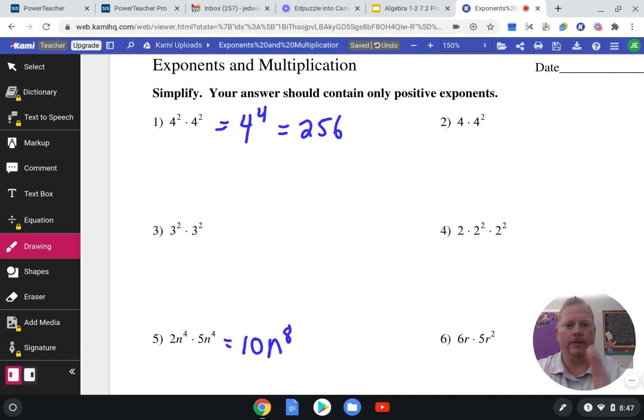Okay? So some people want to make the distinction, well, why is it that we didn't multiply the 4s here, but we multiplied the 5 and the 2 here? How come it's different? And the thing is, it's not different. What is different is that here the 4s are acting as bases. They've got the exponent sitting right on top of it. Whereas down here on number 5, the 2 and the 5 are not bases, they're coefficients. And coefficients and bases and exponents, they all behave differently.